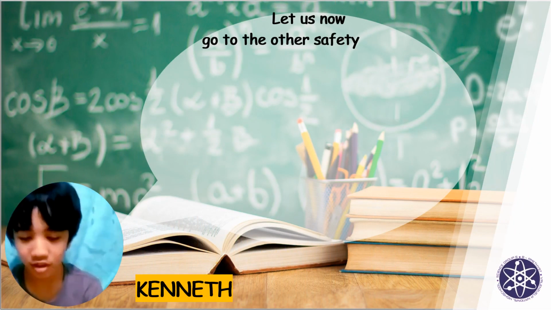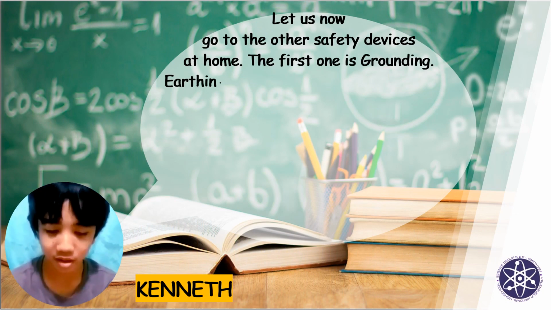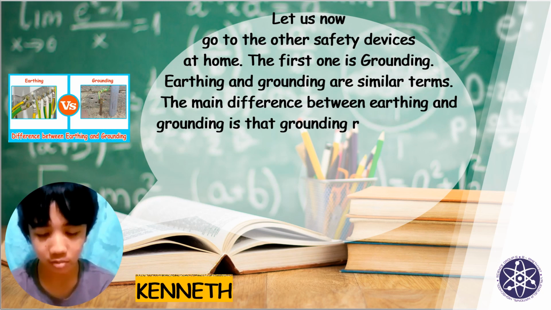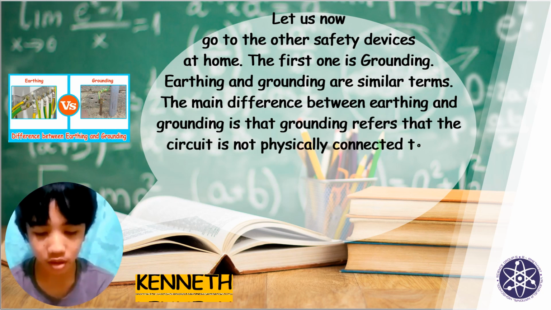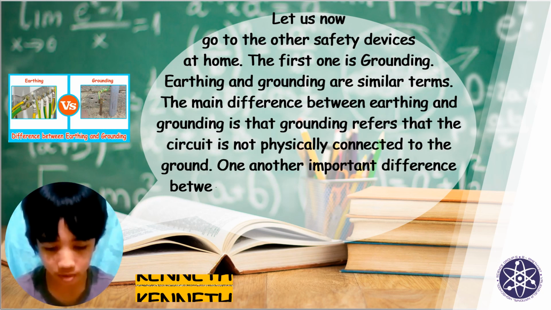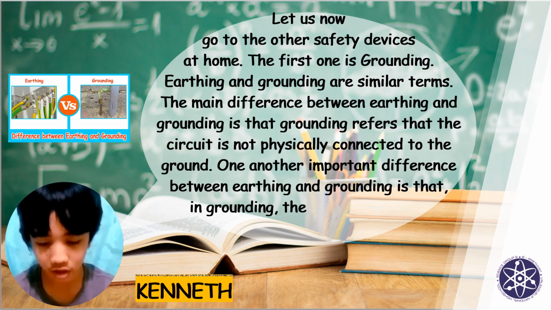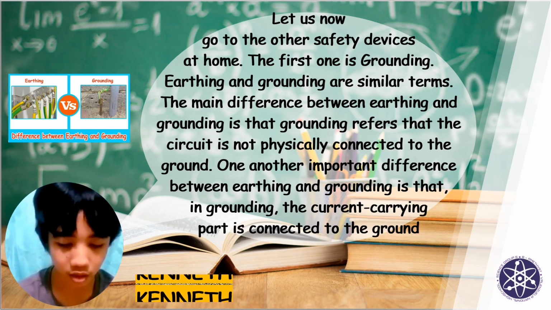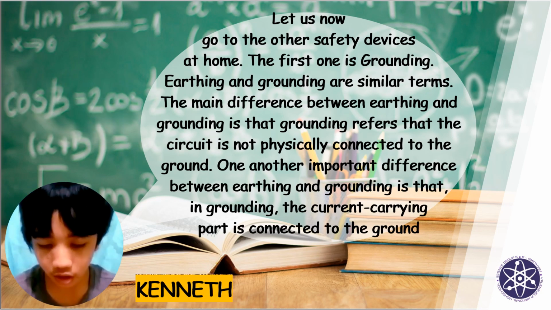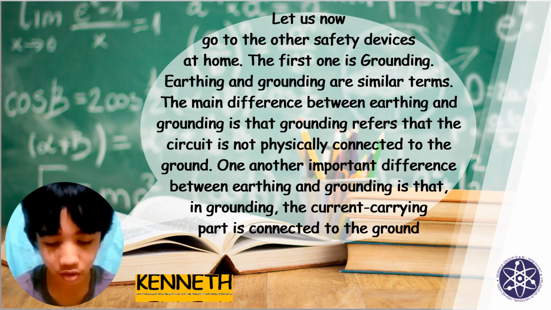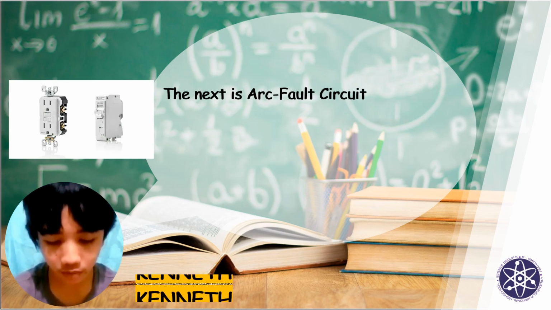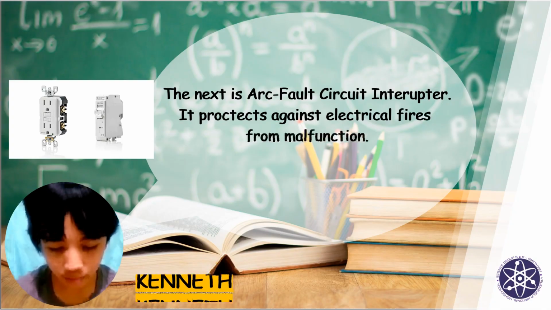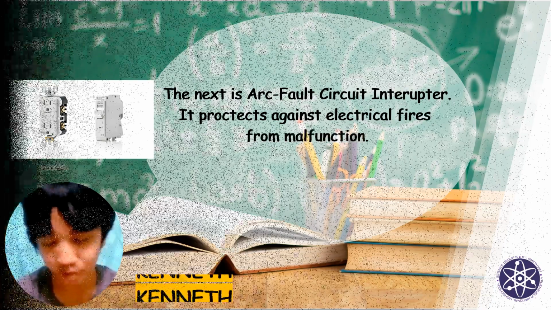Let us now go to the other safety devices panel. First one is the grounding. Earthing and grounding are similar terms. The main difference between earthing and grounding is that grounding refers to the circuit being physically connected to the ground. Another important difference is that in grounding, the current carrying part is connected to the ground. The next is the arc-fault circuit interrupter. It protects against electrical fires from malfunction.